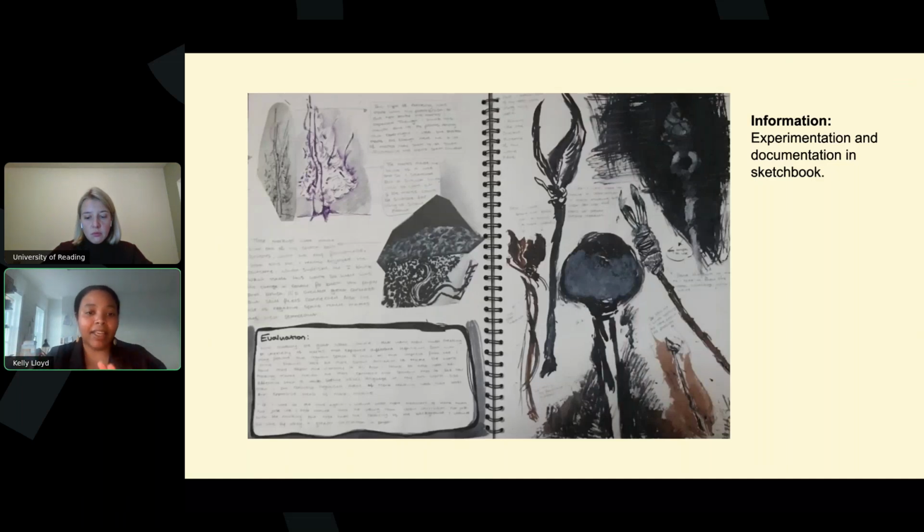So again, like sketchbook, really wonderful to include work in the sketchbook. It's really good to see work that's unfinished, bits and pieces of work that might then appear in other parts of your portfolio. But again, don't include writing. We won't be able to read it. It doesn't work.